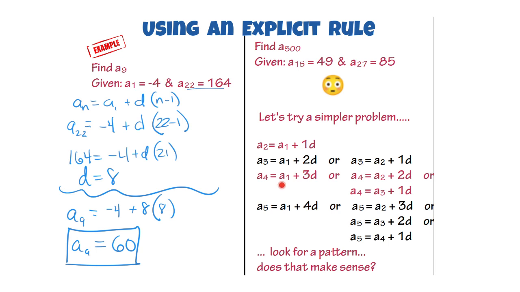All right, how about the fourth term? How many ways can we do that? Well, if I start with the first term, then I'd have to add 3d. If I look at the second term, I'd only be adding 2d. If I looked at the third term, I'm adding 1d. And now you've got the fifth, and it's the same scenario, all these options. What I'm looking for is some sort of connection between the term you're looking for, the term you use as your initial, and how many times you have to add d. There's got to be some sort of pattern there.